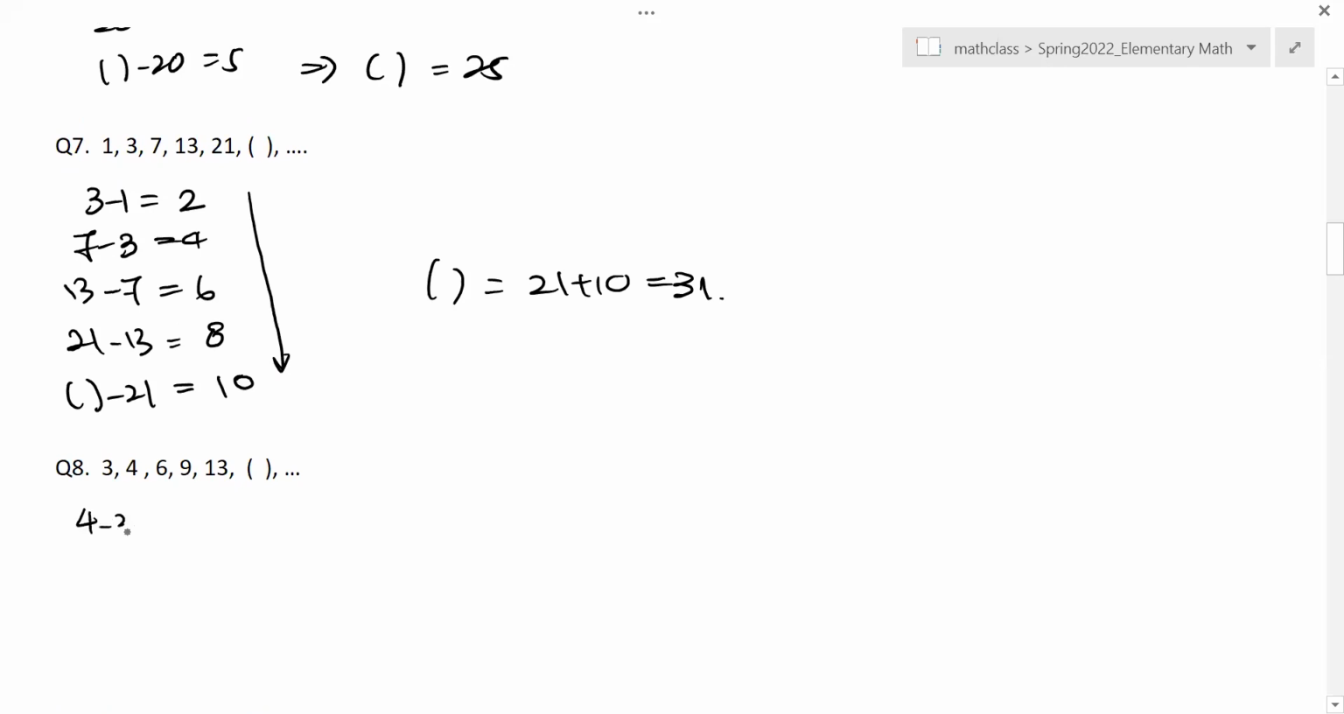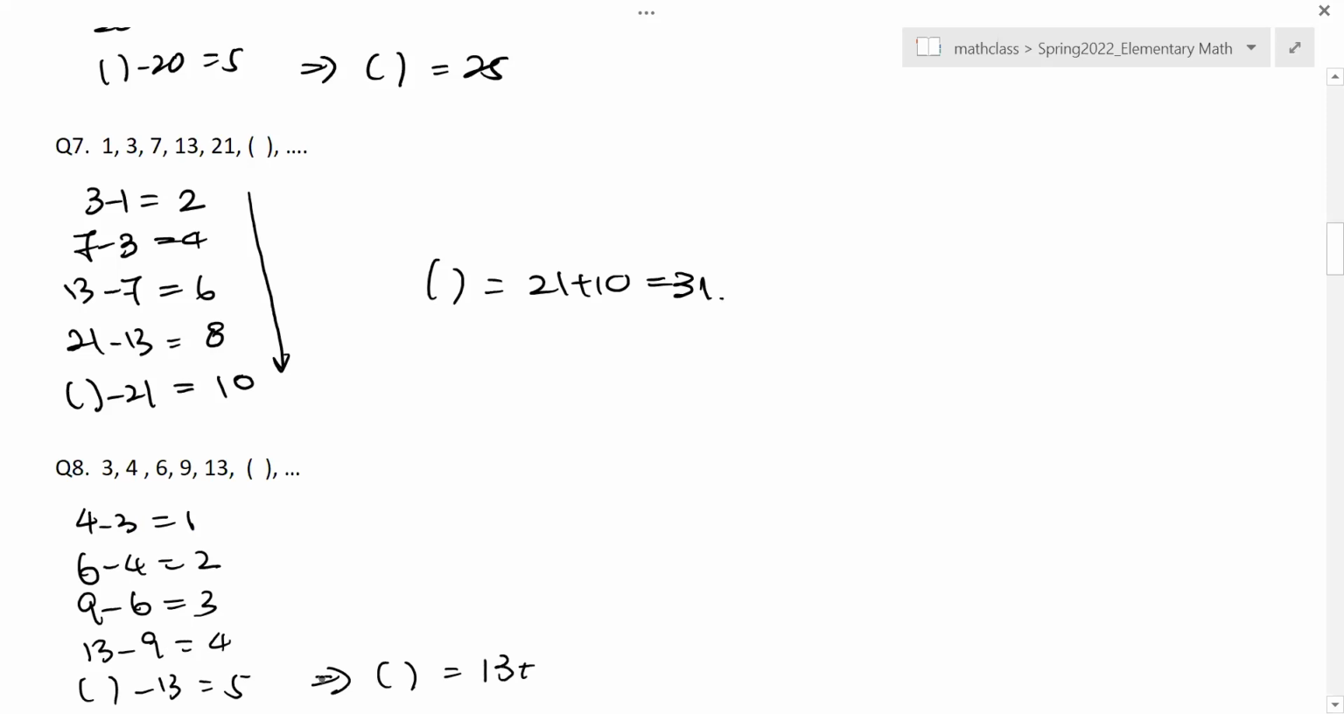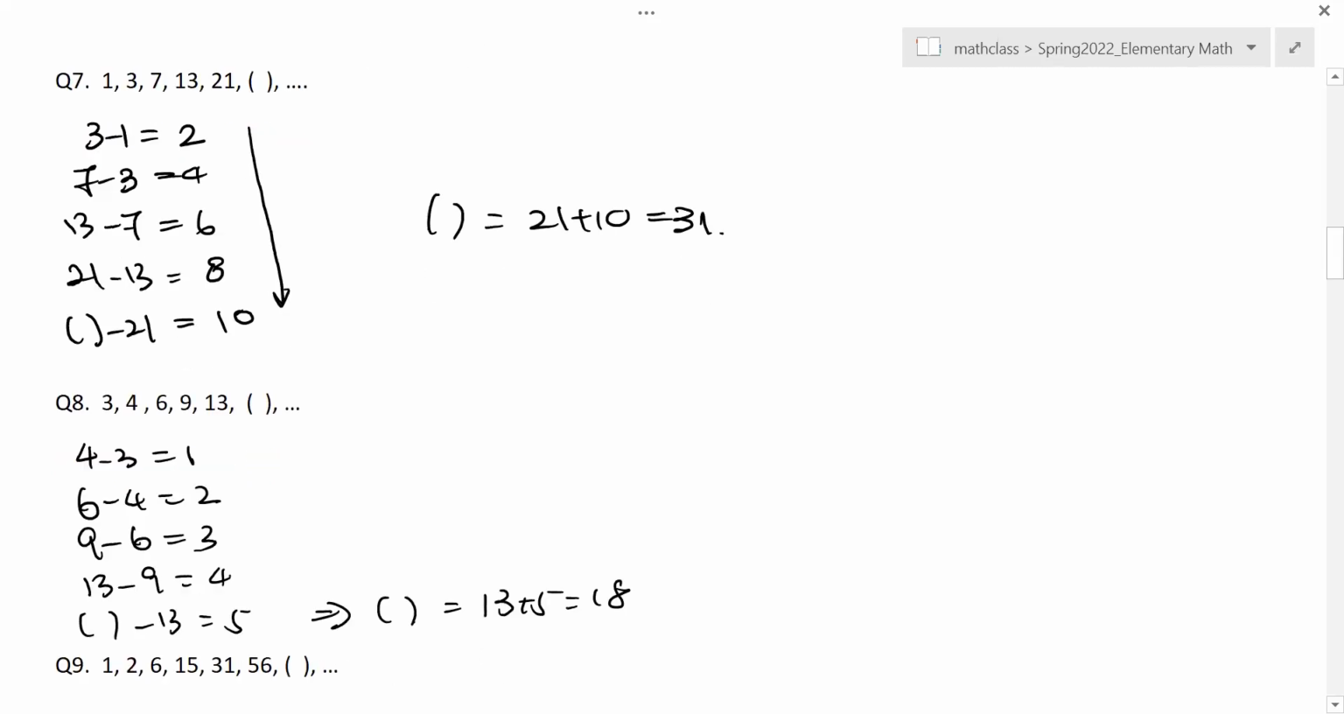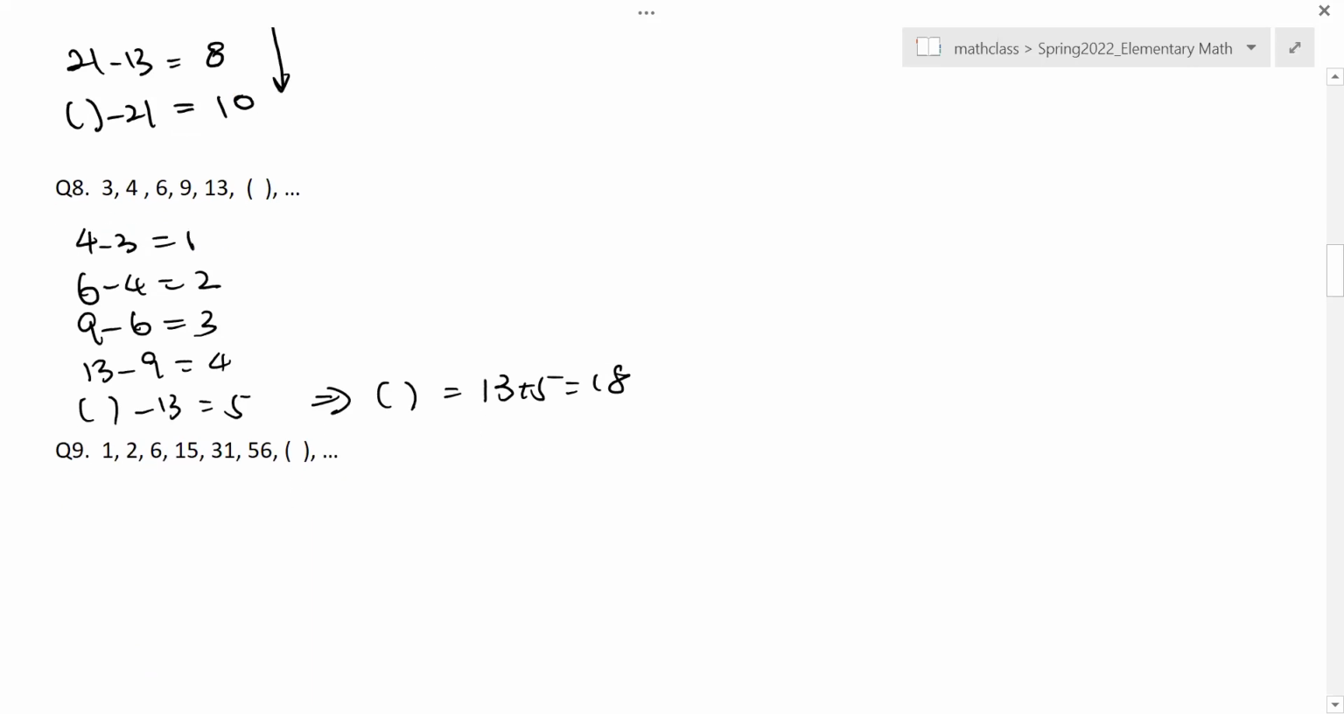Okay, great. So let's see. 4 minus 3 equals 1. That's a standard one, we know. But we are going to see a different type of sequence. 6 minus 4 is 2. 9 minus 6 is 3. 13 minus 9 is 4. And the unknown number minus 13 should be equal to 5. So this number is 13 plus 5, which is 18. Good job.